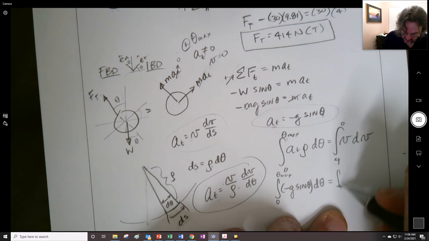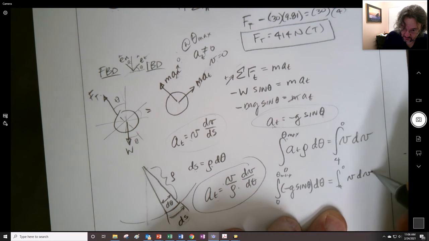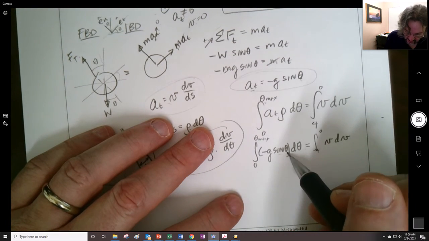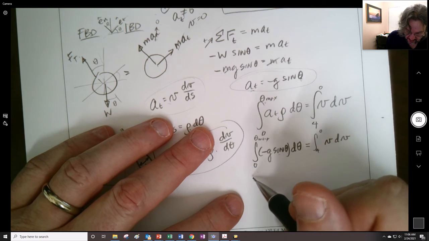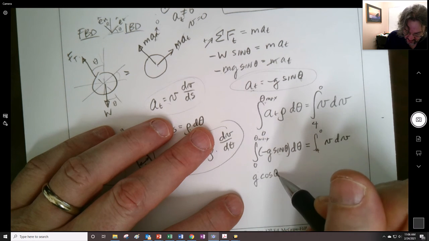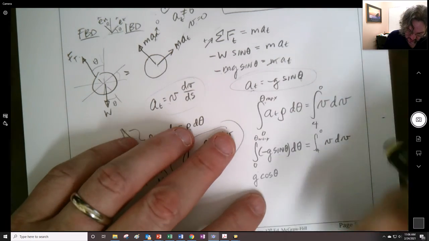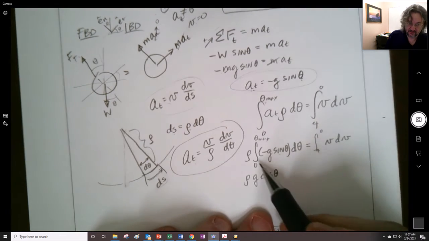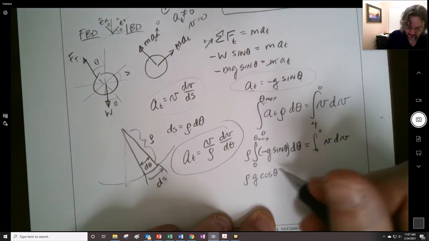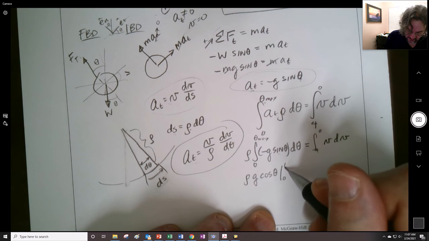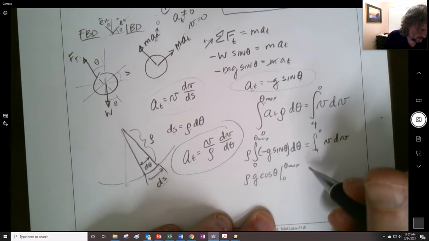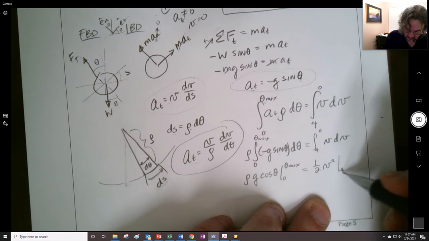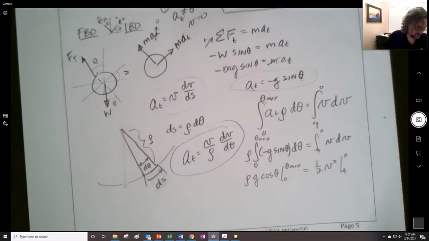And of course I'll just write this again right here. We integrate this, and we know that integrating a sine, we're going to get a positive cosine. So we get g times the cosine of theta. I forgot my rho, so there's a rho in there. And this goes from 0 to theta max, and that equals 1/2 v squared from 4 to 0, right?